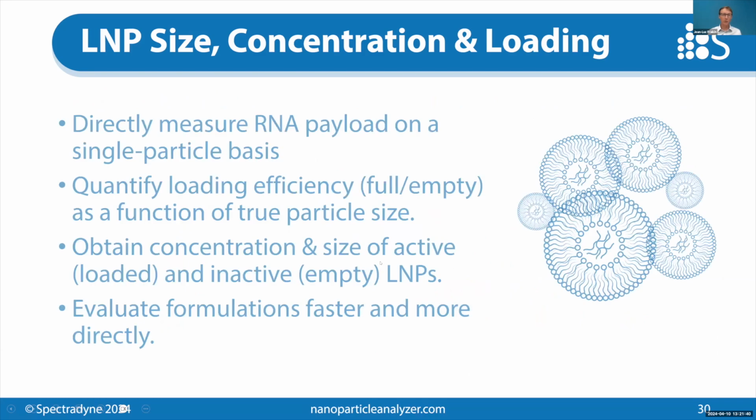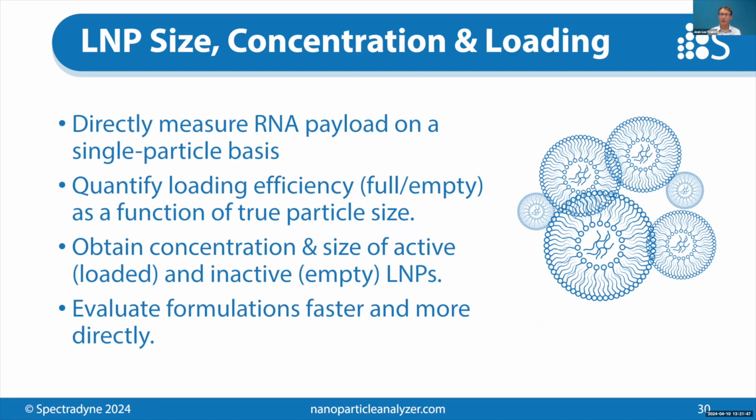So this example shows that the ARC can directly measure RNA payload on a single particle basis. So compare this to the information that you get from a ribogreen assay, for example, which just tells you that you've loaded so much RNA into the LNPs. We're getting a much richer information set from this analysis. It just takes 5 minutes. It's actually much simpler than doing the ribogreen assay. We've quantified the loading efficiency in terms of full and empty as a function of particle size. So that's what we're talking about in comparison to ribogreen.